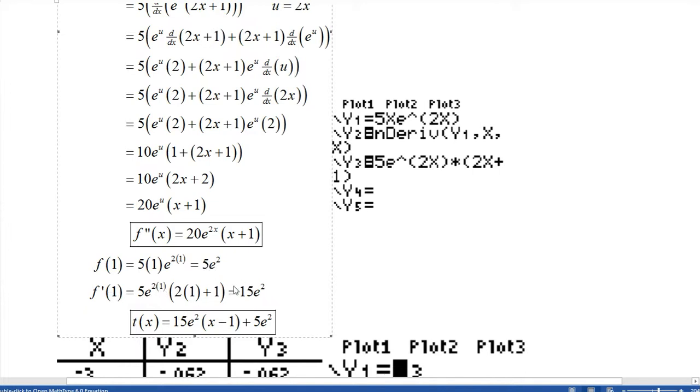The f prime of 1 is the slope, so that goes right here. So it's y, or t of x, equals the slope, which is f prime evaluated at 1, 15e squared. Then x minus the x value we're evaluating at, which is 1. And then the y value that we're evaluating the function at, which is 5e squared. So what we know is the point 1, 5e squared, 1 comma 5e squared, is both on the tangent line and on the original function. And at that point, the tangent line has a slope of 15e squared.